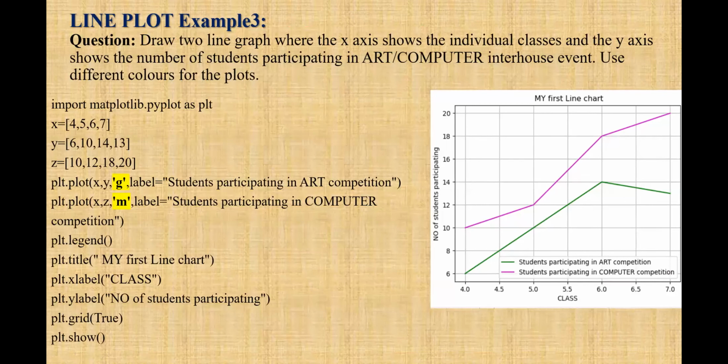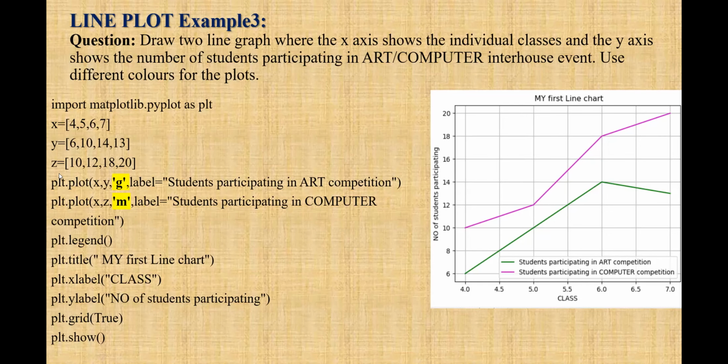Everything is the same as per my previous example. What I have added is only this G and M. So now I've given him that the first plot you do, please make the line with green color. And the second plot you do on the same graph, make the line with M color. That is magenta. Rest the entire code is the same. I have not made any change.